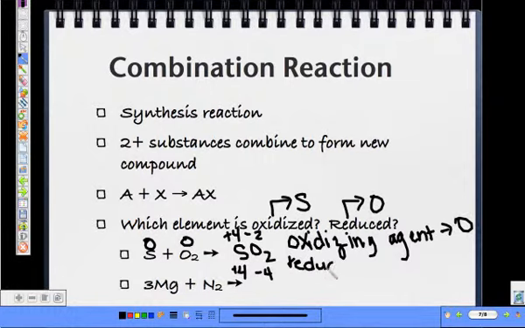The reducing agent must cause the other element to be reduced. So oxygen is reduced. Where did it get its electrons? From sulfur. So you can see they're kind of opposite. The oxidized element is the reducing agent. The element that's reduced is the oxidizing agent. Questions?